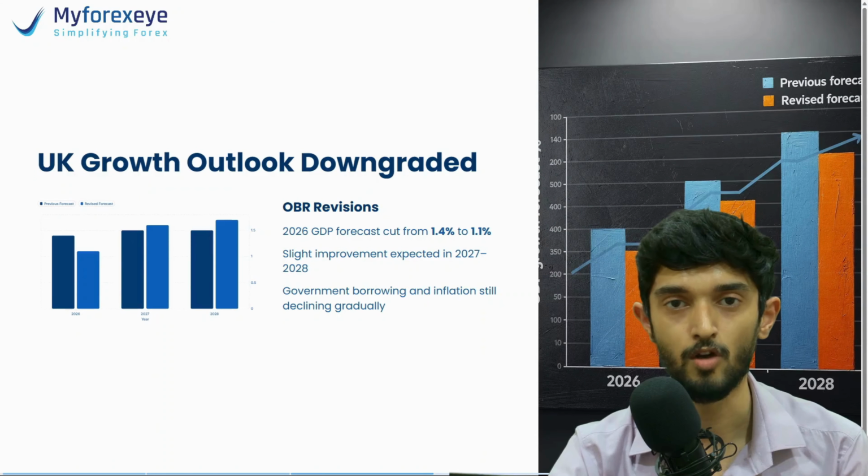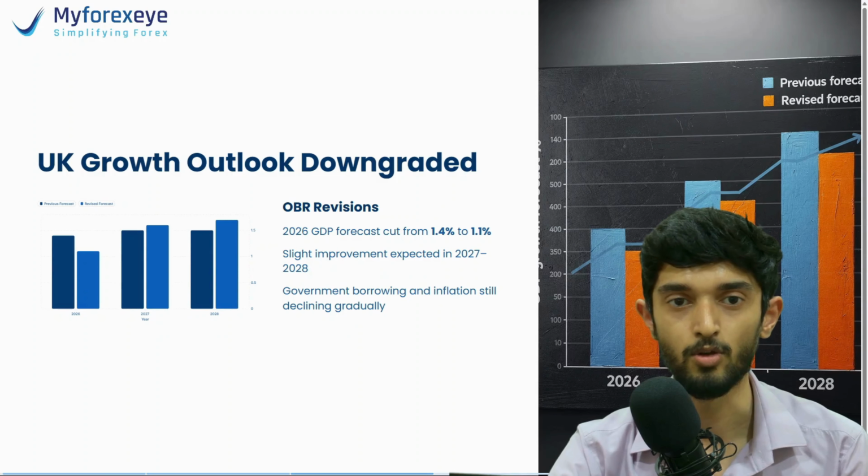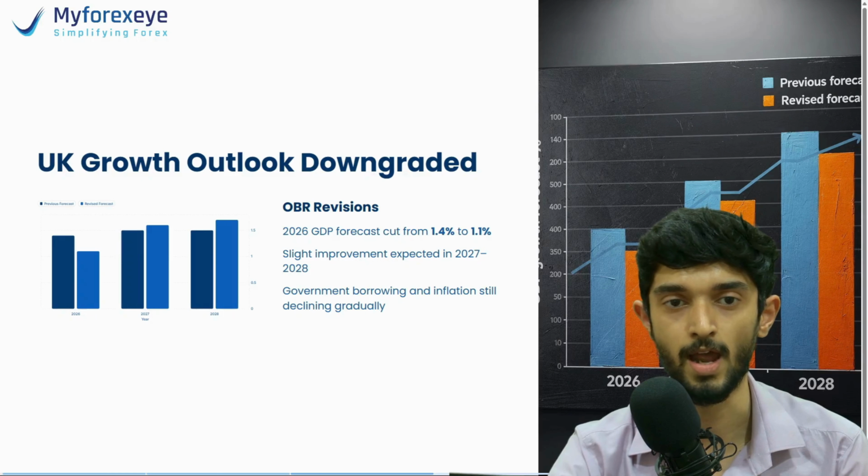Now, the UK Office for Budget Responsibility has also lowered its 2026 GDP growth forecast from 1.4% to 1.1%, while growth expectations improve slightly for 2027 and 2028. The weaker near-term outlook adds pressure on the pound. Government borrowing and inflation are still expected to decline gradually.